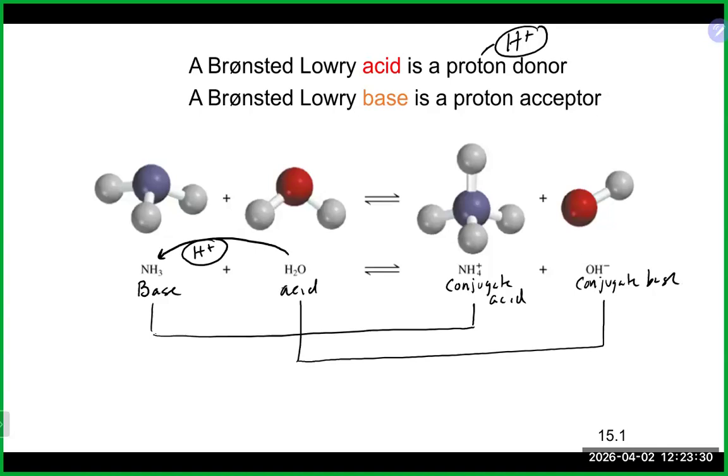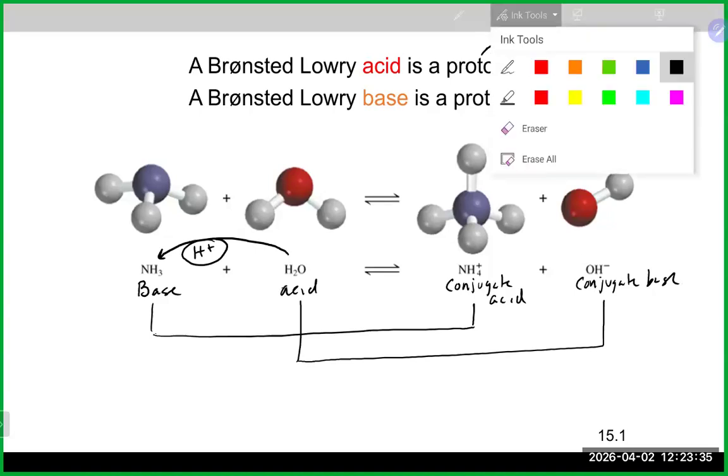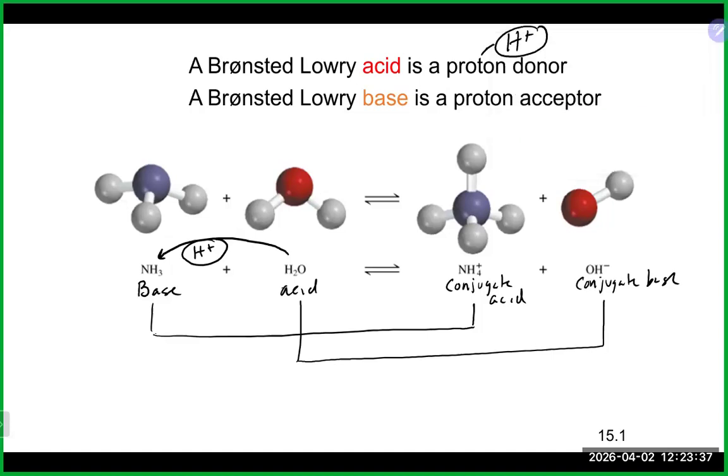So these are partners to each other, and the absolutely, positively only difference that you can have in order for something to be a Bronsted-Lowry conjugate acid-base pair is a one H plus difference. So if you look here, from the base to the conjugate acid, it has one more H plus because it picked it up. And as you go from the acid to the conjugate base, it has one less H plus, which is the one that's traveled.